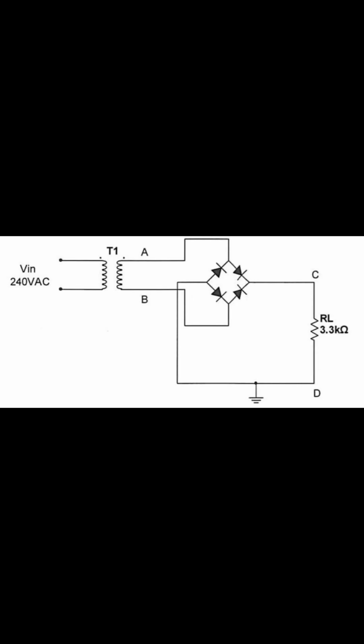Positive half cycle. Diodes D1 and D3 conduct. Path: A to D1 to RL to D3 to B. Voltage across RL is positive. Negative half cycle. Diodes D2 and D4 conduct. Path: B to D2 to RL to D4 to A. Again, voltage across RL is positive. In both cases, current flows through RL in the same direction, giving a continuous positive output.